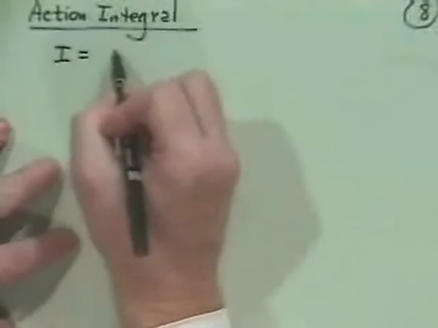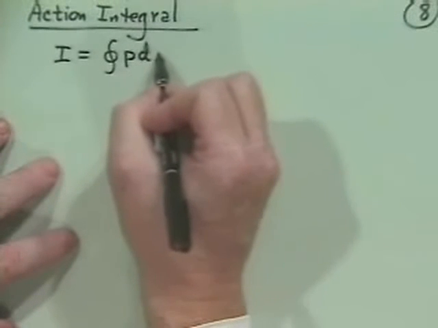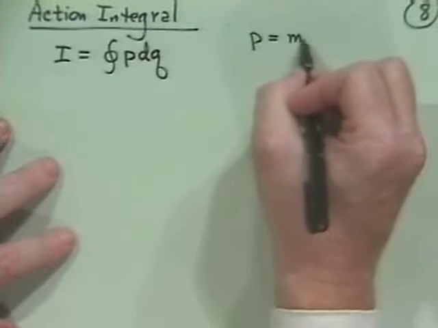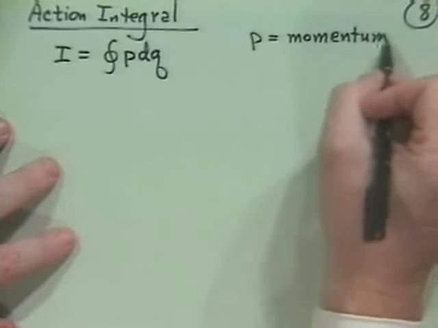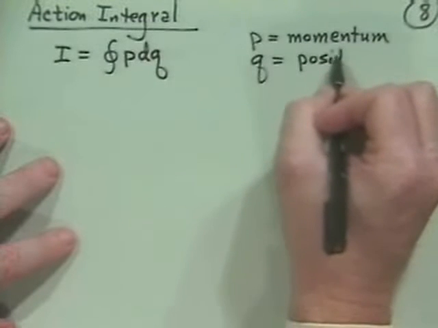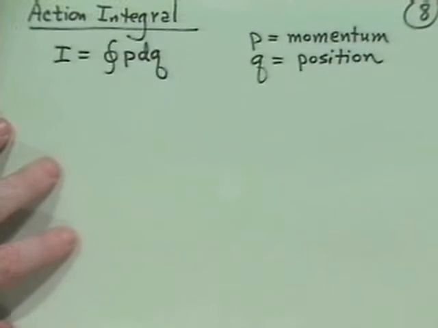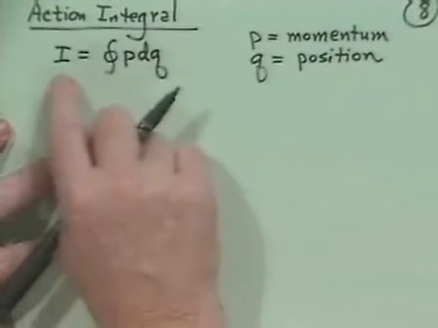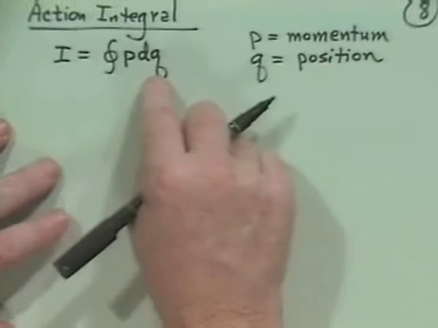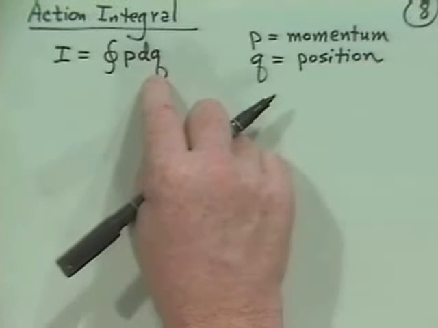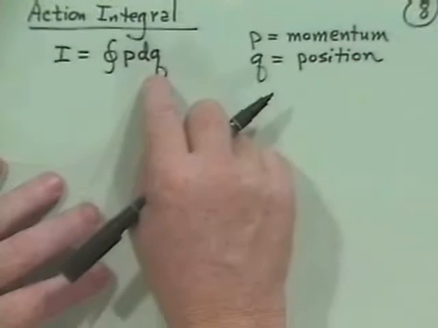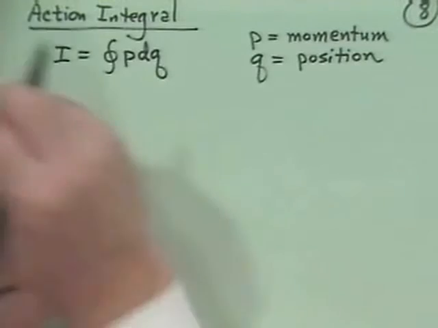action integral quantities. And the basic idea of an action integral is that it is defined as a loop integral of p dq, where as usual, p is equal to a momentum component in some particular direction, and q is equal to a position coordinate. And the idea is that this quantity, the action, is supposed to be a roughly constant quantity. So let's talk about what it looks like.